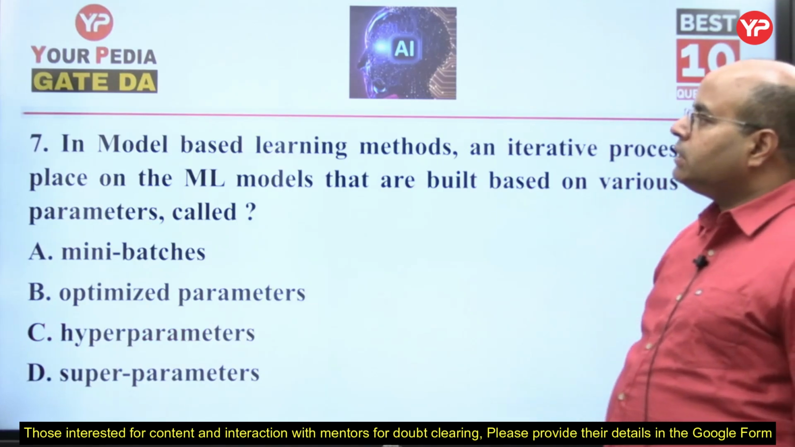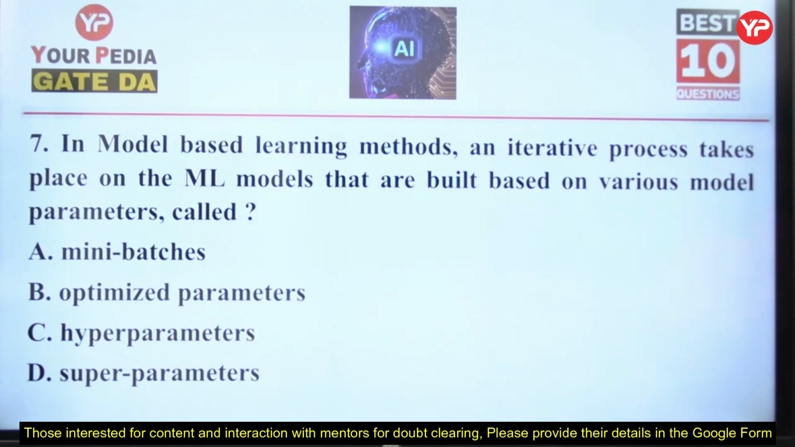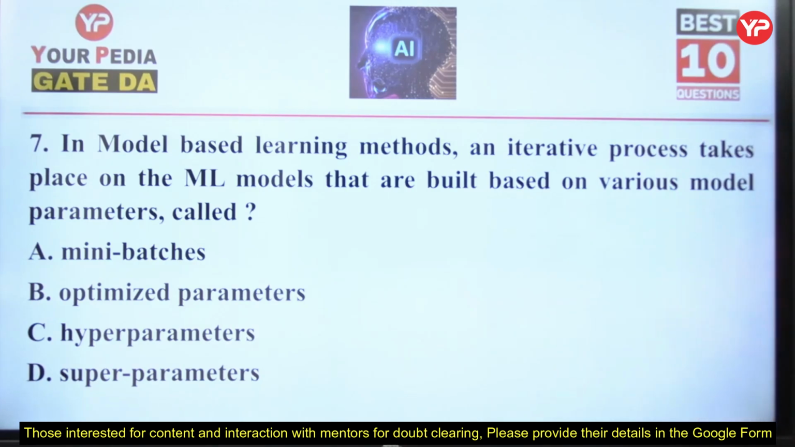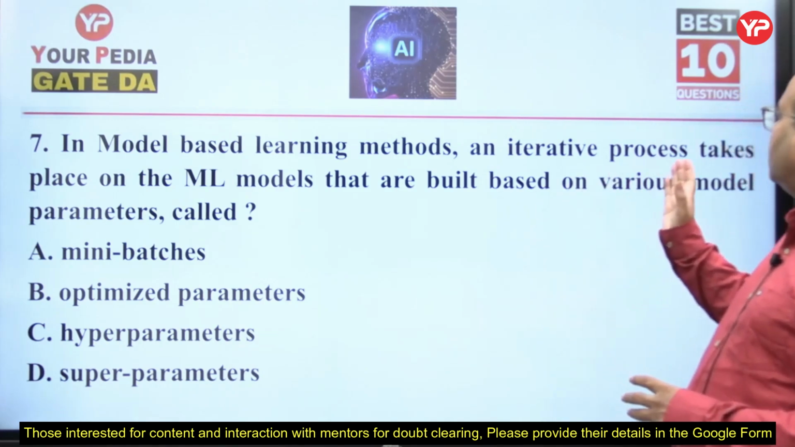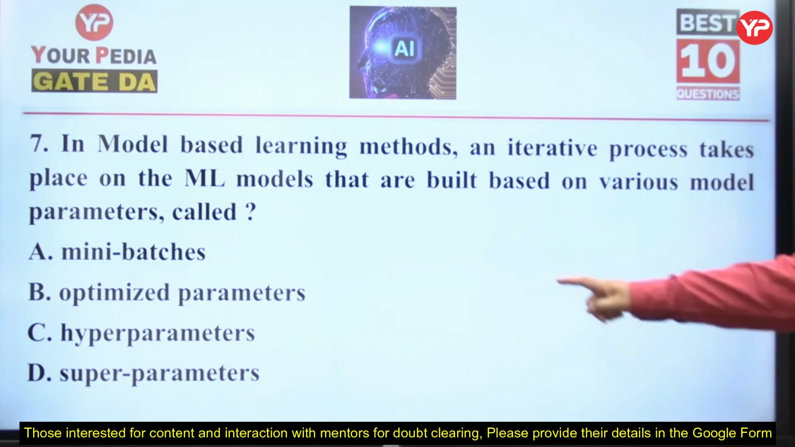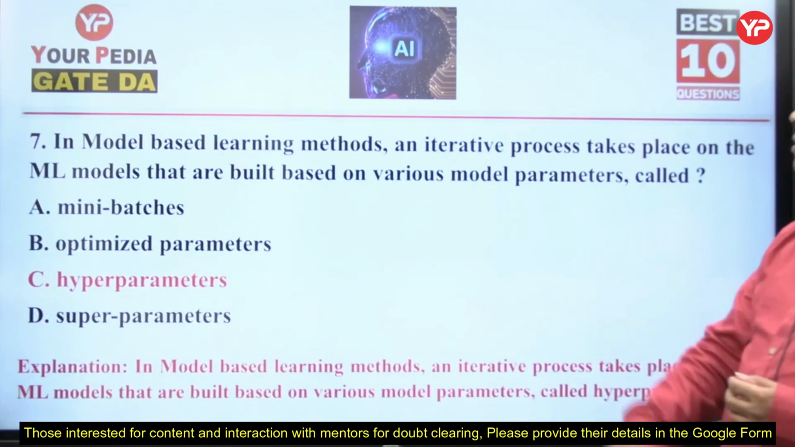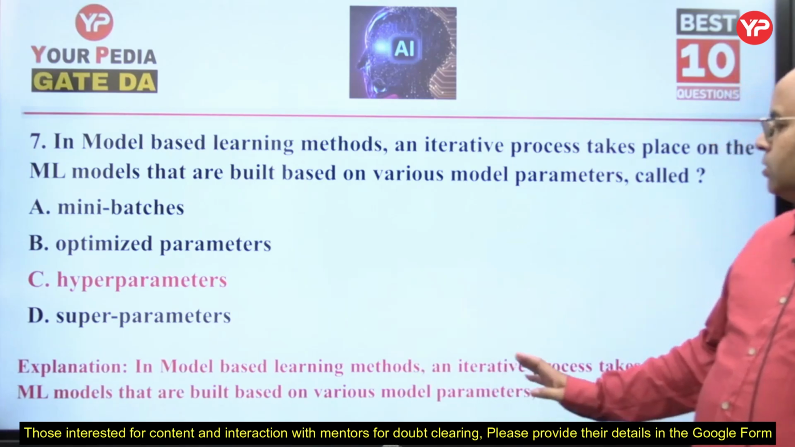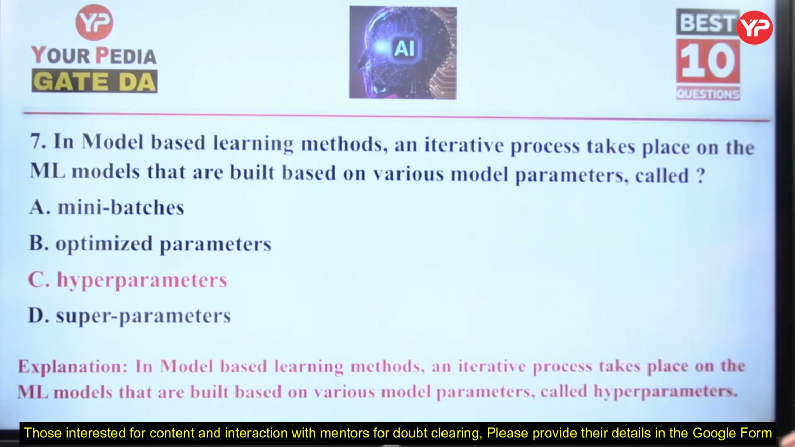Now, coming to the seventh question. In model-based learning methods, an iterative process takes place on the machine learning models that are built based on various model parameters. So through the iterative process, what are we doing? We are actually correcting the hyperparameters. Hyperparameters is the answer. In model-based learning methods, an iterative process takes place on the ML models that are built based on various model parameters called hyperparameters.